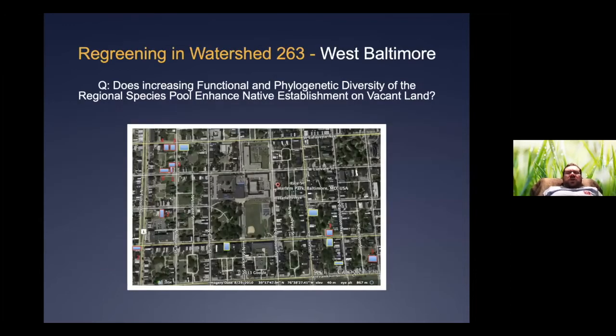So the major question that we had for the research was, does increasing functional and phylogenetic diversity of the regional species pool, or the seed mix that we applied to the vacant lots, enhance native establishment on vacant land? The work was done in Harlem Park. So this is Harlem Park. If you're familiar with Southwest Baltimore, this is Harlem Park here, and these little red squares simply identify where in Harlem Park we could do the work.